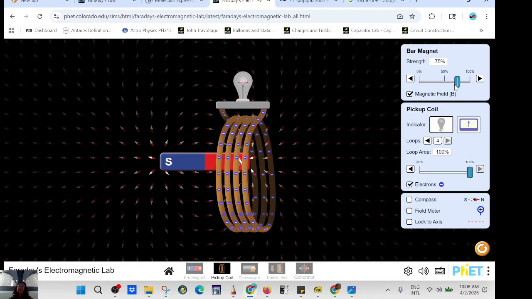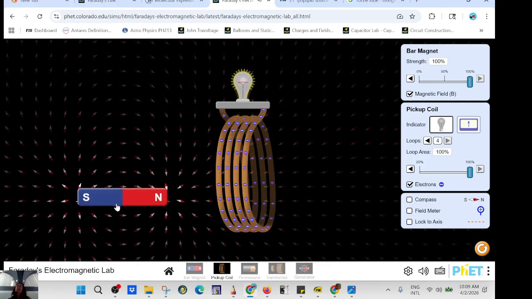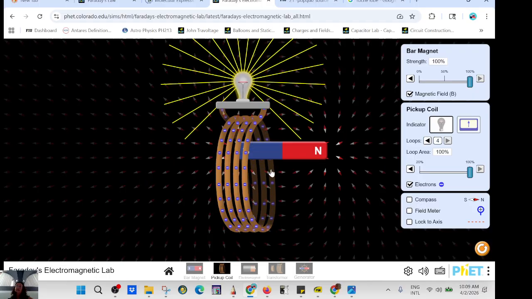If I want to increase the number of lines, remember the lines are just a way to visualize. If you have more lines, it just means that your magnet is stronger. That means the magnet is producing a stronger magnetic field. The field lines are just a way to show, to draw. So if you have a lot of lines, that means a stronger magnetic field. If I increase the strength of the magnet, I'm going to increase the number of lines. If I increase the number of lines, I'm going to increase the light.